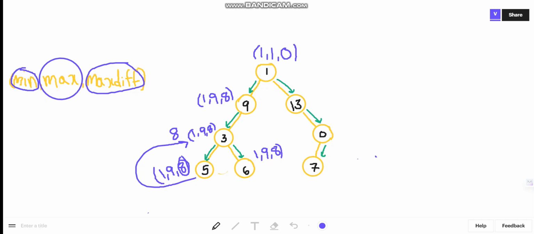Maximum minus minimum is 8. So here also we do not have any children for 6, right? It is a leaf node. So we return this maximum difference to 3.